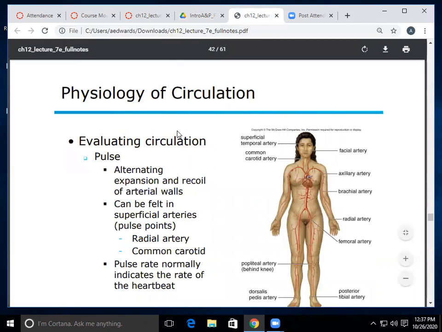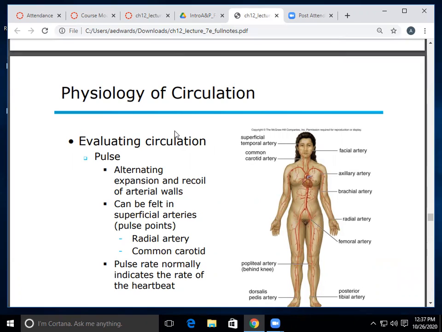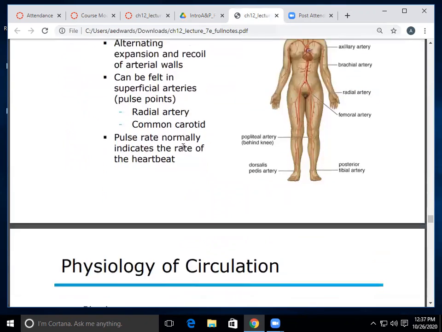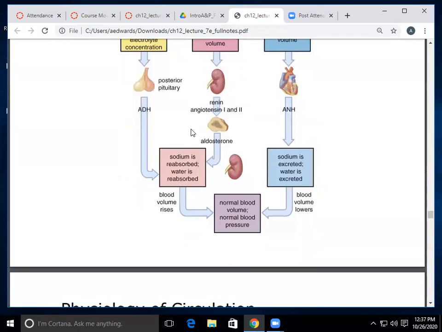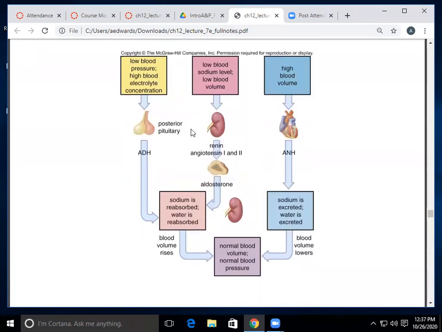Okay, so let's pick up where we left off, talking about physiology of circulation. So I believe last class we finished up talking about ADH, antidiuretic hormone, renin, angiotensin, and atrial natriuretic hormone, and how they help maintain blood volume and sodium levels. Okay?